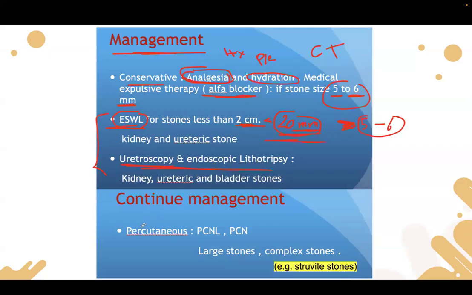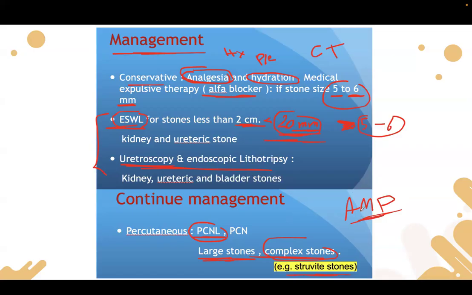Now let's talk about the last management plan, which would be percutaneous nephrolithotripsy, as we saw in the last case. And this we can do for the cases where we have very large stones, which are basically larger than 2 centimeters or larger than 20 millimeters, and complex stones. An example of the complex stones is struvite stones. Okay, what are struvite stones? These are the staghorn stones, which are basically ammonium magnesium phosphate stones.